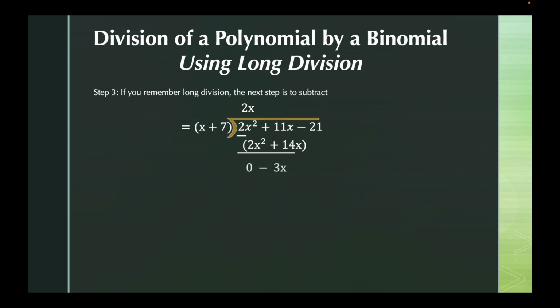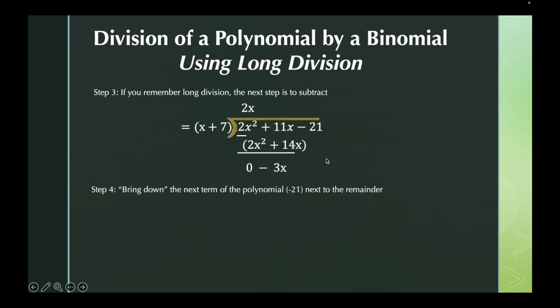You do have to understand that I put brackets around the 2x squared plus the 14x. I'm going to say this throughout the lesson. You do have to put brackets around this binomial because you do have to remember to distribute the negative to both terms in the binomial. You'll see that if I subtract 2x squared with 2x squared, I obviously get 0. But then if I do 11x minus 14x, I get a negative 3x.